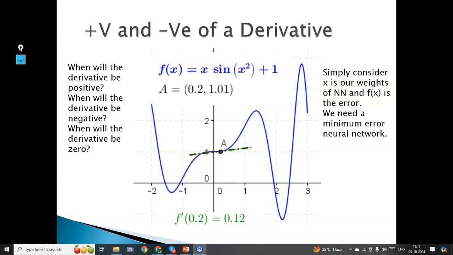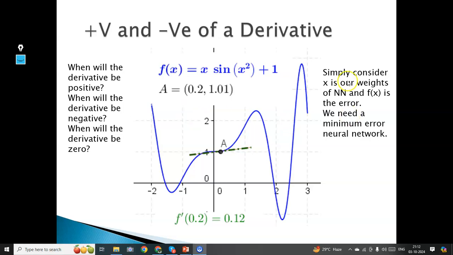In this function, if you plot the function in a graph, we will get this kind of non-linear plot. And by using this plot, we are going to see when the derivative will be positive, when it will be negative, and when the derivative will be 0. Okay, so all three conditions we are going to see.